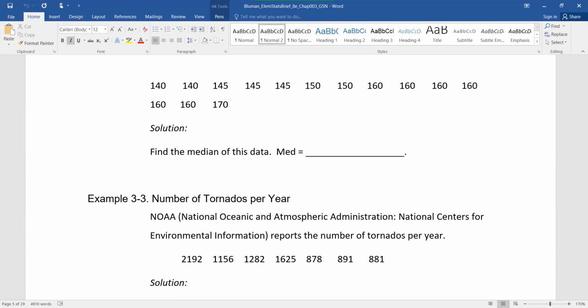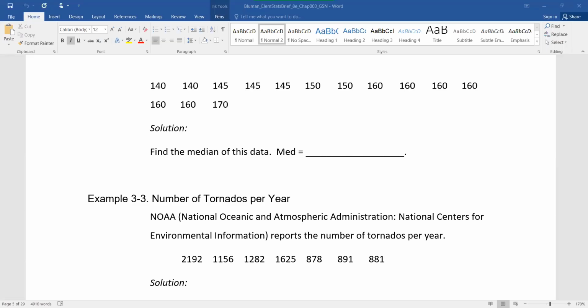Make sure it's at least to greatest or greatest to least, and then find the middle number. And that's it. Well, we haven't gotten there yet, but this will be 130 if you haven't written it down. All right, let's look at the next example.